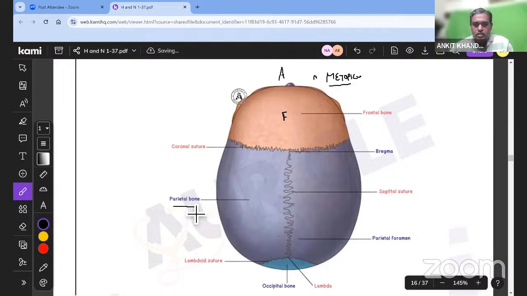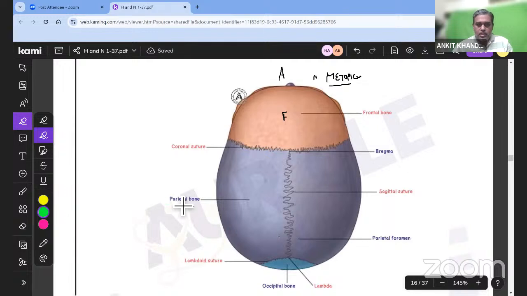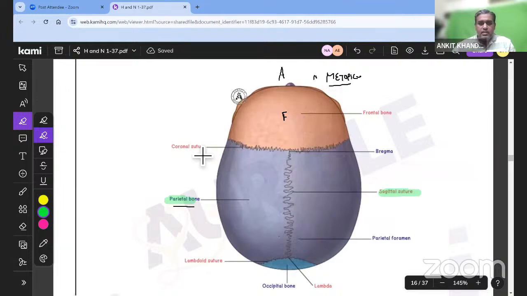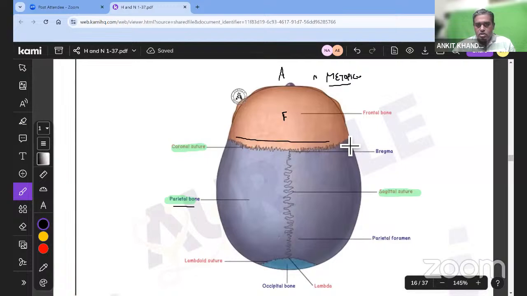And you have these two parietal bones over here. Let me use a highlighter. These parietal bones are connected by the sagittal suture. And between the frontal bone and the two parietal bones, we have the coronal suture. This whole thing is the coronal suture, and this over here is the sagittal suture.